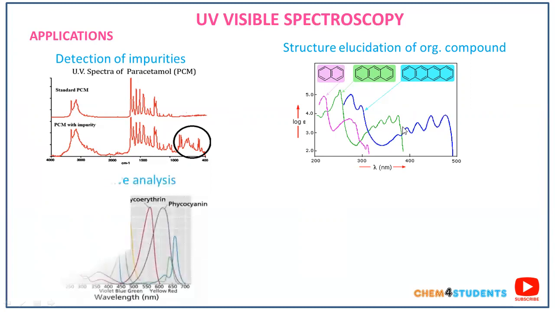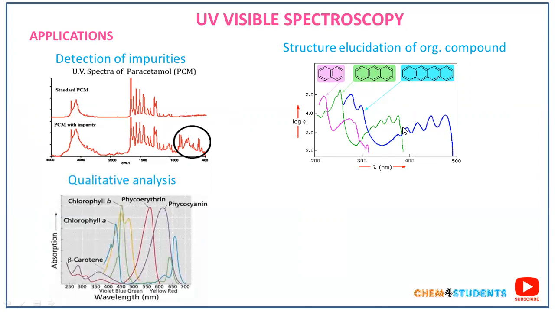And the third one is called qualitative analysis. So what is qualitative analysis? Qualitative analysis is a process by which we can identify the sample. Here we can identify different compounds by using their lambda max values. The lambda max value is the qualitative property we can use to identify them.